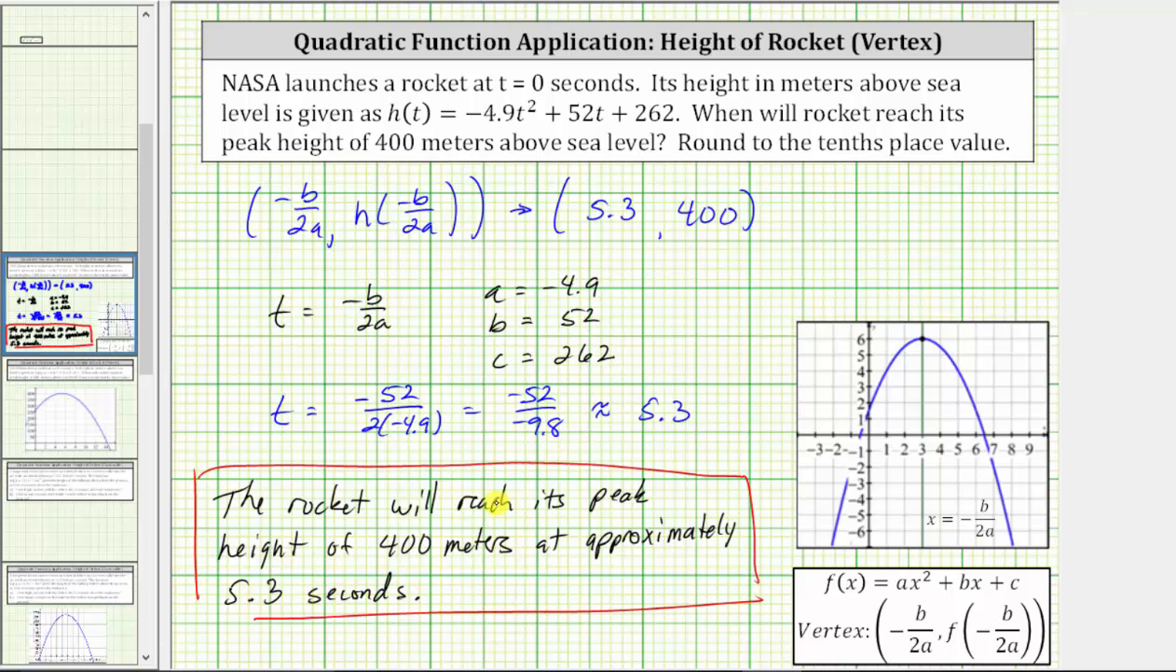Now before we go, I do want to mention that we could have solved this problem by setting h of t equal to 400 and then solving the resulting quadratic equation, but that would require the quadratic formula and quite a bit more work. I hope you found this helpful.